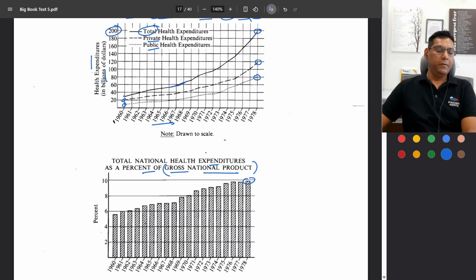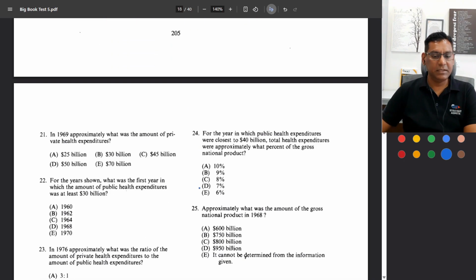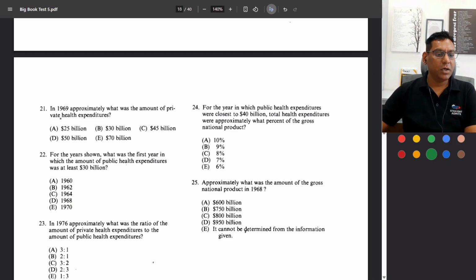Okay, fine. That's what it is. Okay, is there any other graph? No. Fairly straightforward. Understood both graphs. Let's look at question 21.